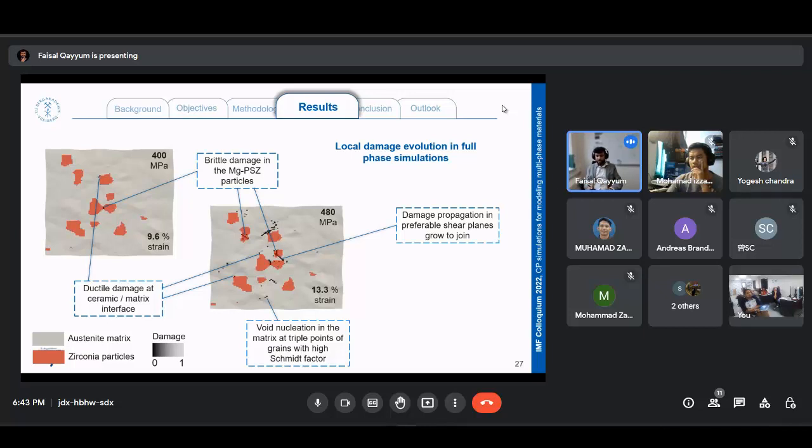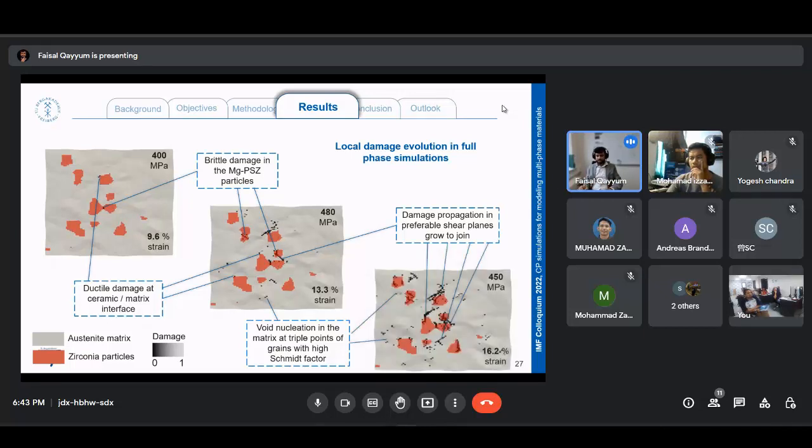starts to grow. At even higher strains, at 16.2% strain, we see that there is then stress relaxation. The stress drops from 480 megapascals to 450 megapascals because there is overall material stiffness degradation, and then we see enhanced material damage at the zirconia particles as well as in the austenite matrix.